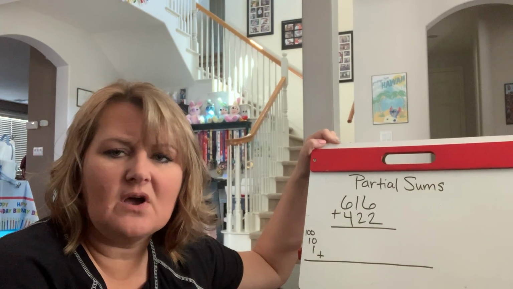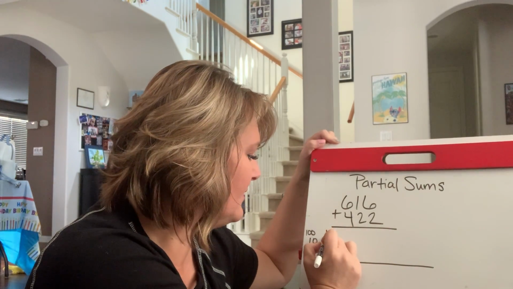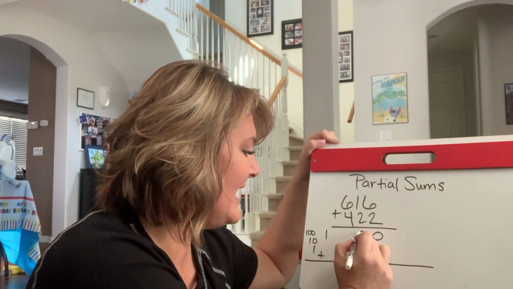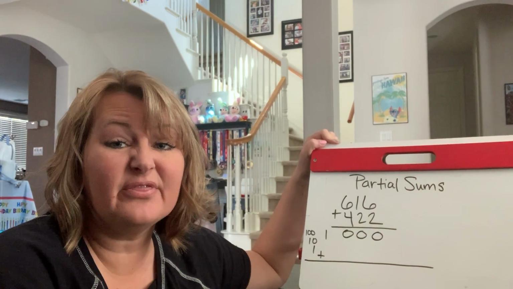Wait, I don't have a 1,000 column. But because I'm doing my hundreds, I can put it in that column. I just gotta make sure my 1 comes out here, right? And 1,000 has 3 zeros, so I need to make sure I have all 3 zeros.